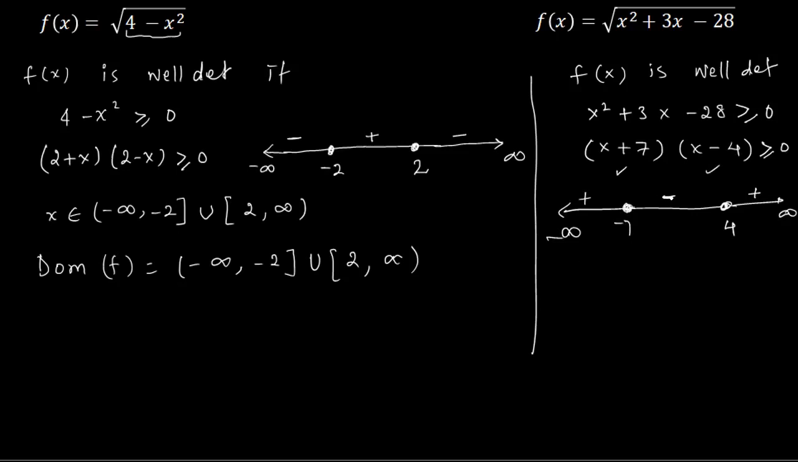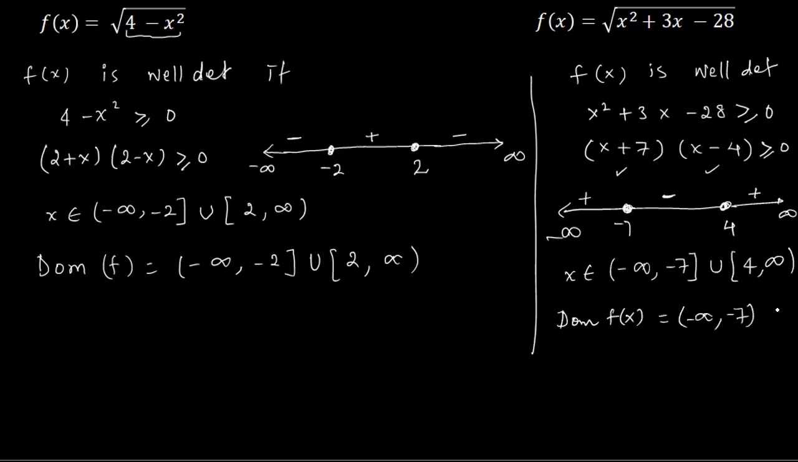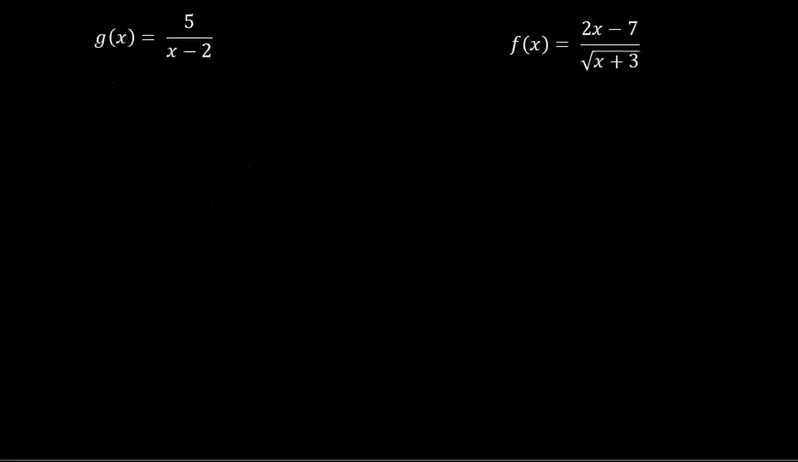So basically x which satisfies this inequality is -infinity to -7 union 4 to infinity. So the domain of this function is simply -infinity to -7 union 4 to infinity. Hopefully all of you are able to understand this. Let us see a few more questions so that we are able to understand it properly.